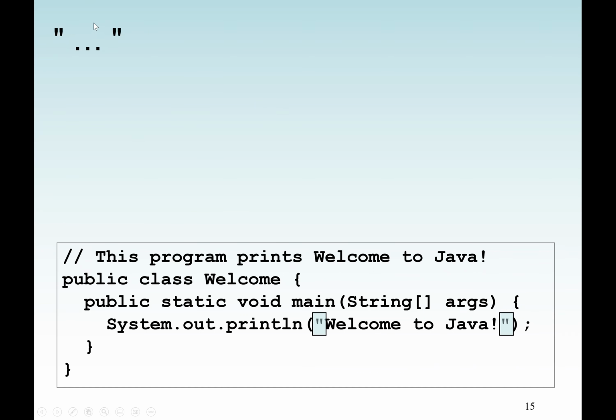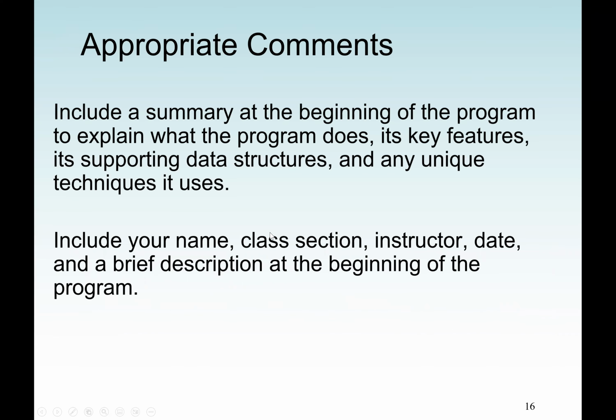Also, as we said, we have double quotation marks. With double quotations, normally we have strings. Here, for example, Welcome to Java is a string because it's in double quotations. Also, always when we write a program, it's good to have appropriate comments. For example, a comment of the person who developed the program, what the program is doing, what date it was developed.